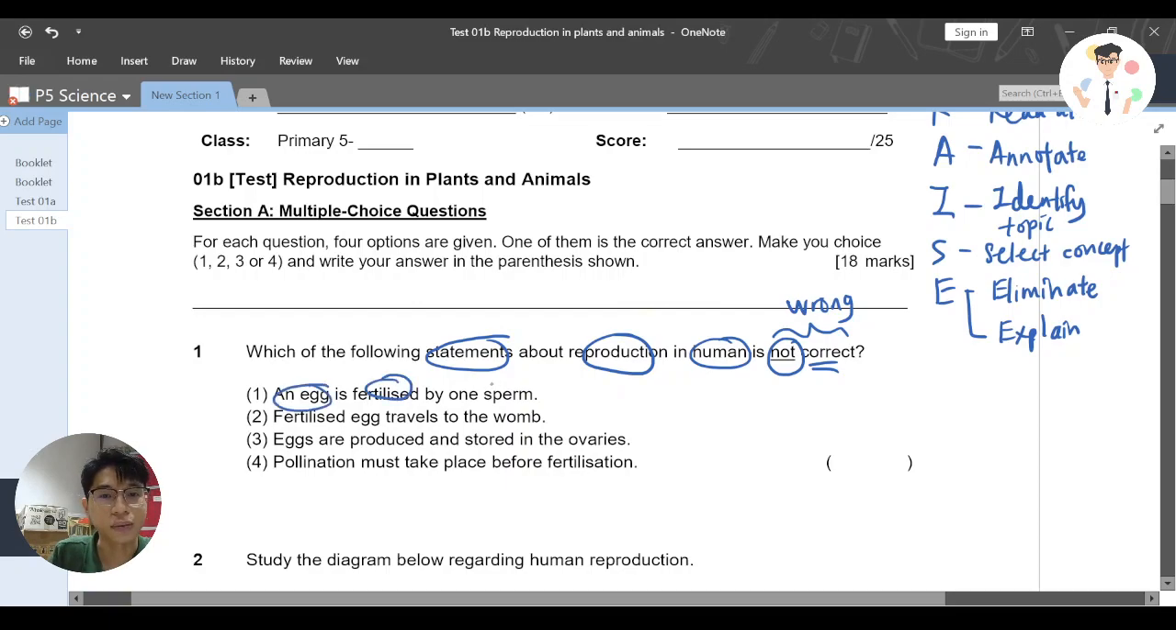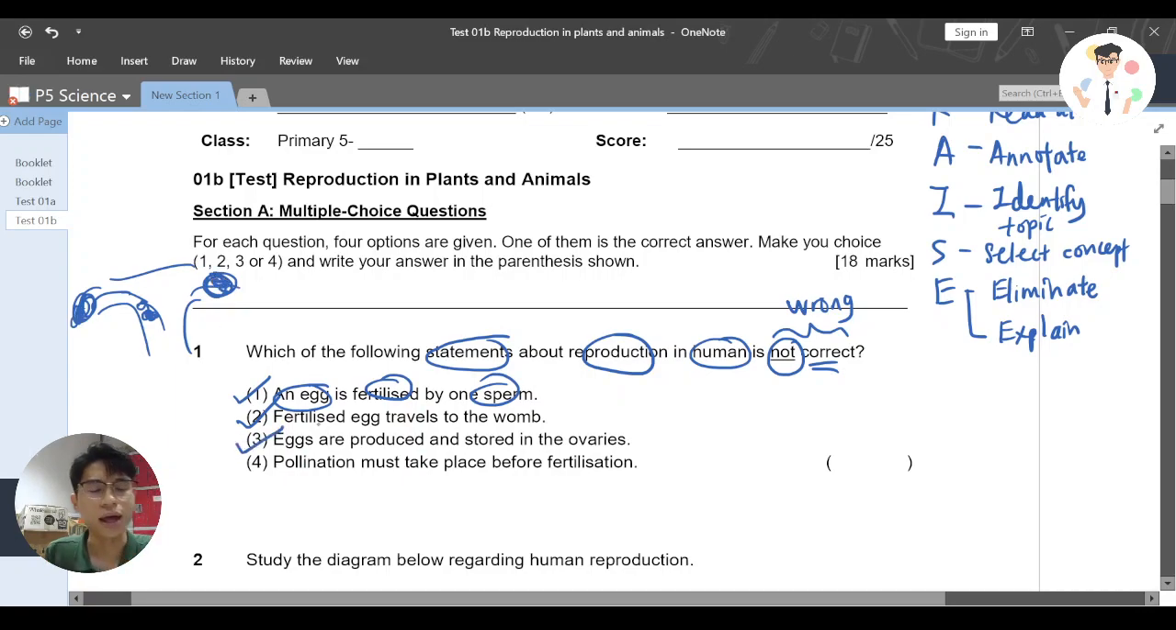Is fertilized by one sperm. Is that true? Yes, it's true. Second, fertilized egg travels to the womb. If you know the structure, we know that the ovaries produce the egg. Then slowly, when it meets with the sperm, it will implant at the womb. So this is correct. Third one, eggs are produced and stored in ovaries. Yes, ovaries. That's two sides of ovaries.